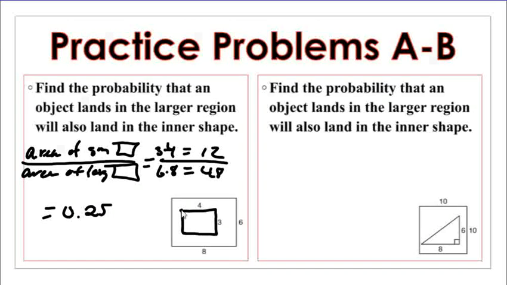So we would have 0.25 as our answer. If you kept it as a fraction, you could keep it as 1/4. That would be the probability of landing inside there. The next one, find the probability that an object lands in the larger region will also land in the inner shape. So it has to land inside the triangle, which is inside the square.